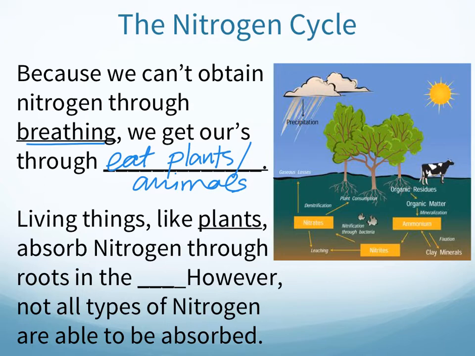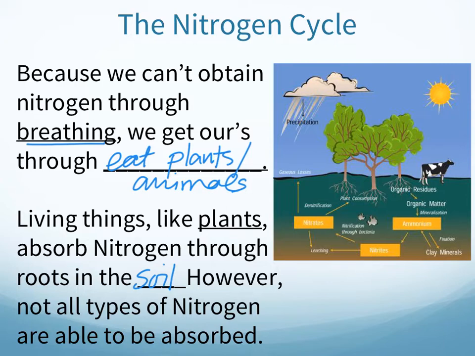Now, living things like plants, on the other hand, they're able to absorb nitrogen differently. However, nitrogen gas is, again, something they can't use. So notice in our picture here, we don't have any arrows going into the plant from the atmosphere like we do with photosynthesis. Plants need to absorb their nitrogen through roots within the soil.